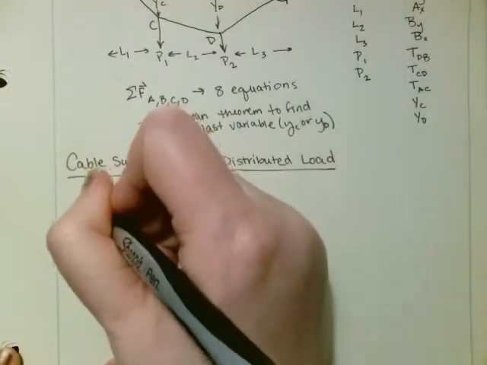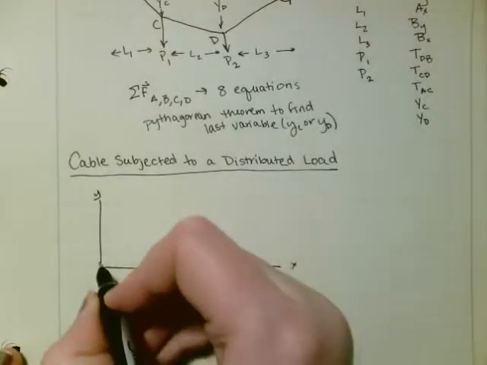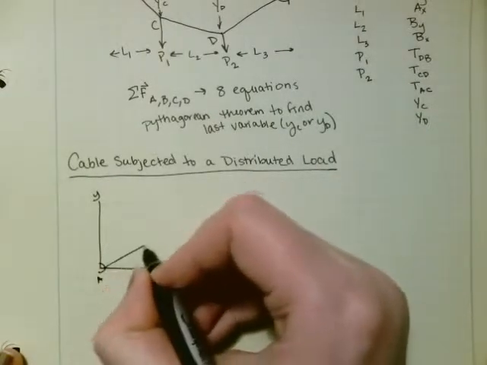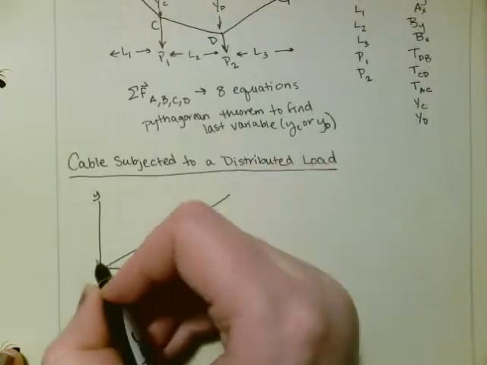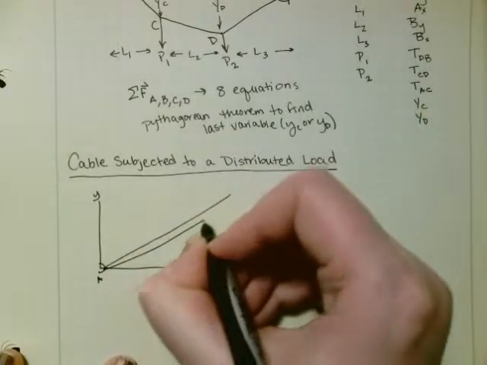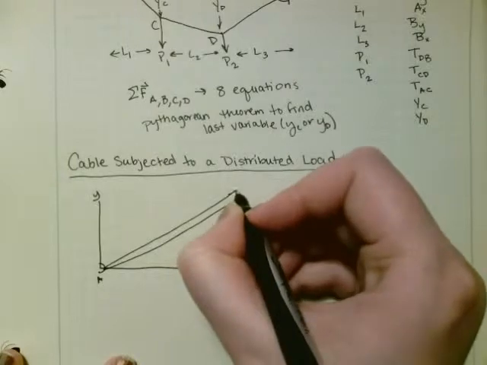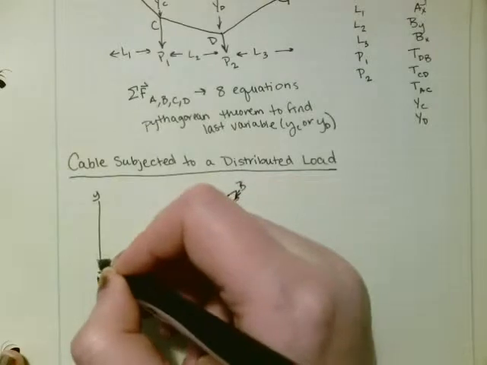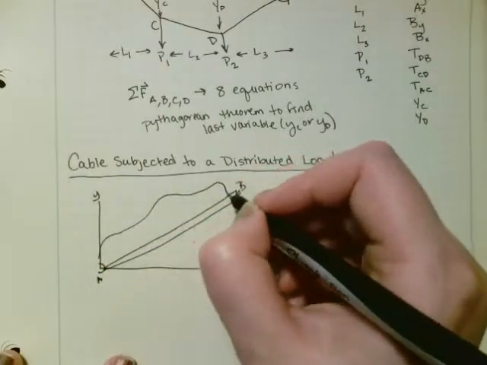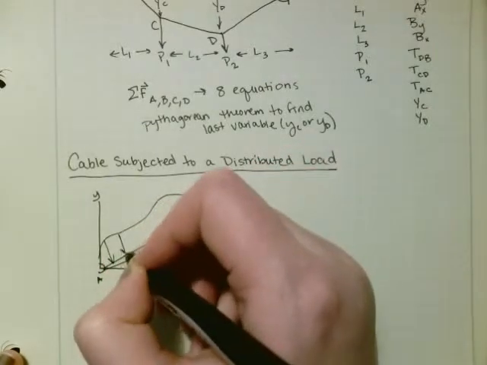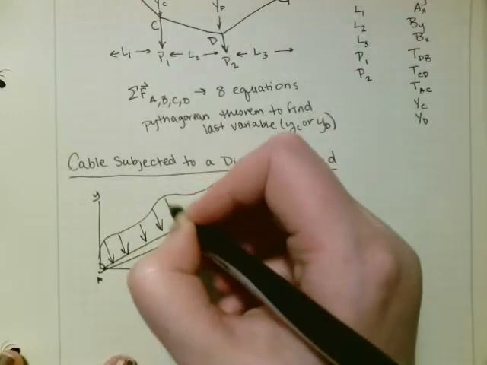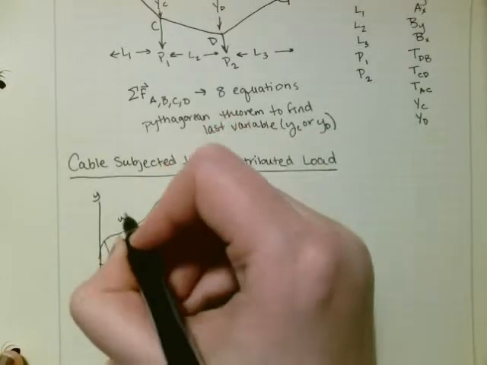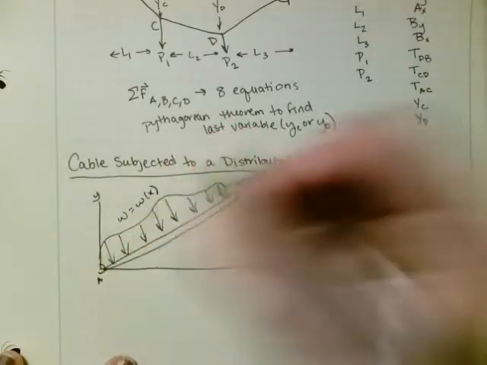Let's say this is our x-axis and this is our y-axis. Got our hook at point A, and the cable goes out to a wall at point B. And it has some distributed load all along its length. So we're going to call this W equals W of X.